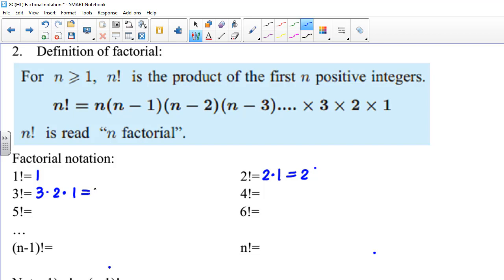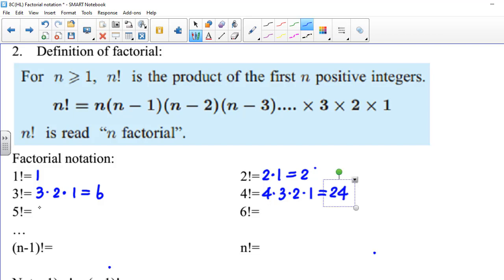3 times 2 times 1 is 6. 4 factorial means start with 4, then times 3, then times 2, down to 1. 12 times 2, 24, times 1, 24.